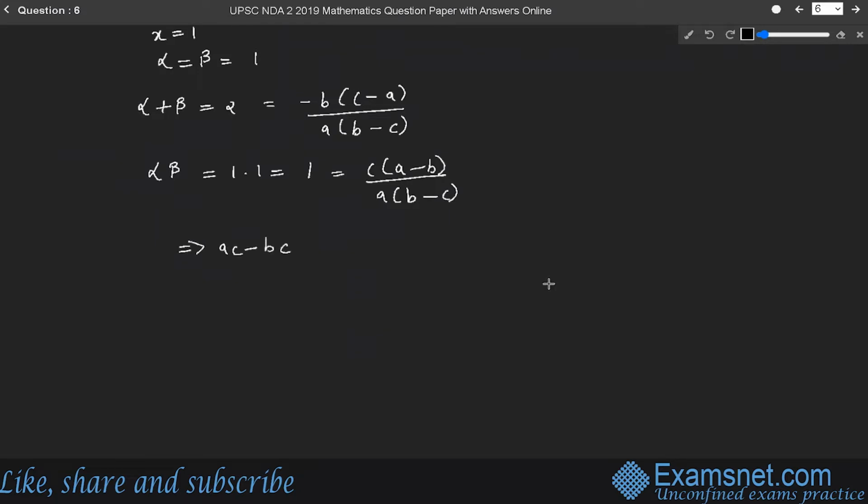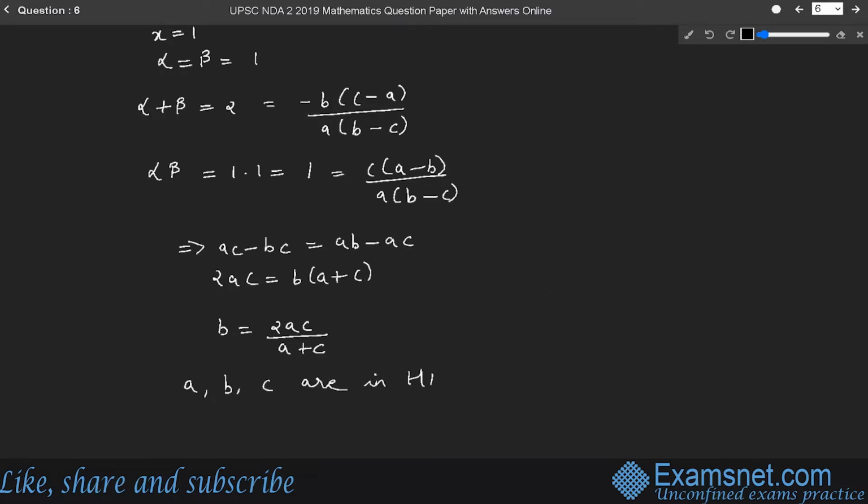Now, AC minus BC will be equal to AB minus AC. So 2AC will be equal to B into A plus C. So B will be equal to 2AC divided by A plus C. So we can say that A, B and C are in HP.